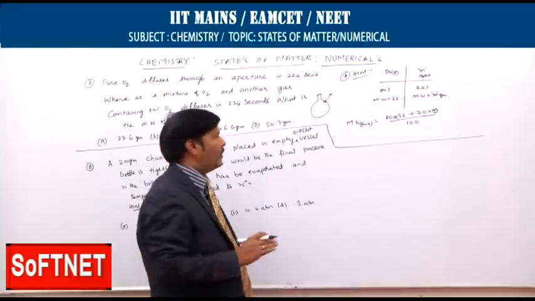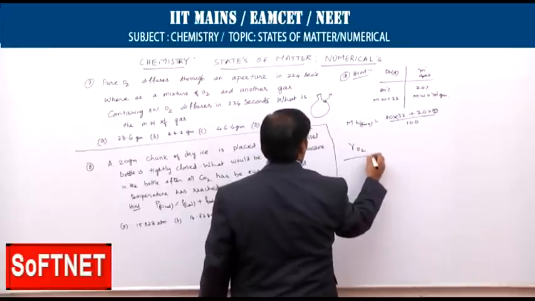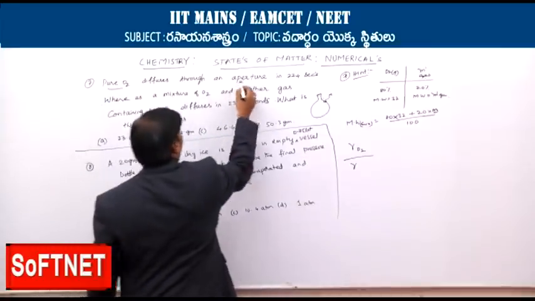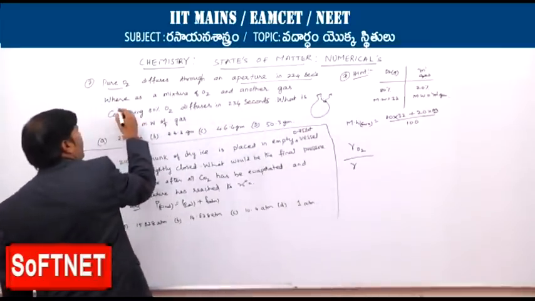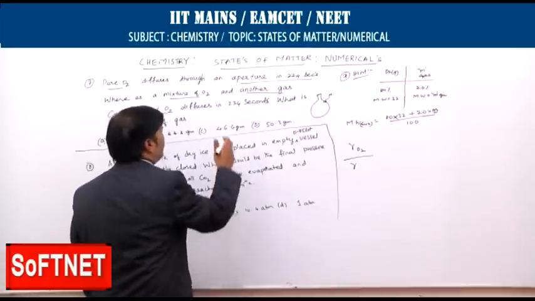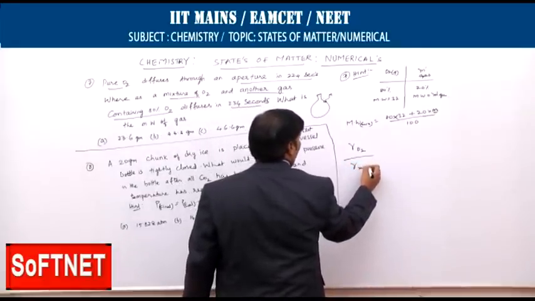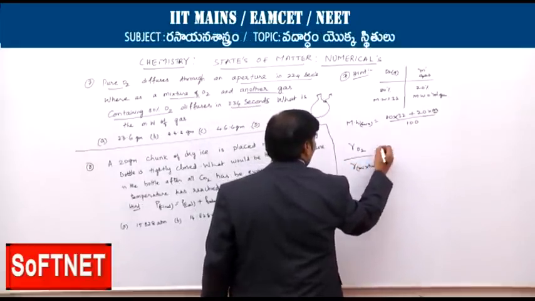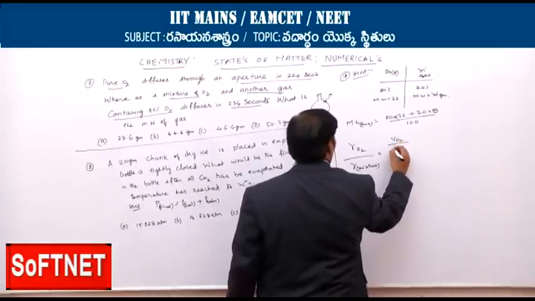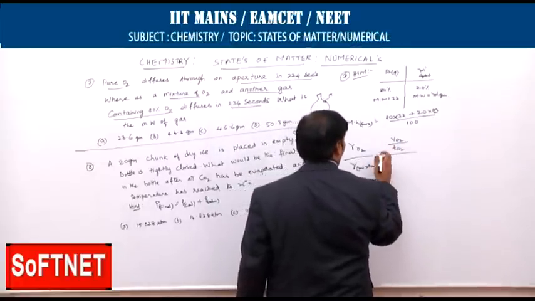So here you should be a little bit careful. What I am doing here is taking it like this: rate of diffusion of O2 divided by rate of diffusion of the mixture, because in one case pure O2 diffuses through an aperture in 224 seconds, whereas a mixture of O2 and another gas containing 80% of O2 diffuses in 234 seconds. That's why we are taking the rate of diffusion of the mixture, and it is equal to volume of O2 divided by time of O2, or else you can just take the proportionality.